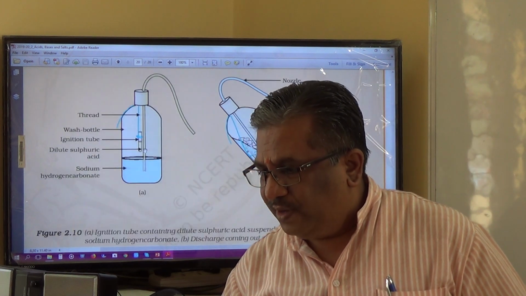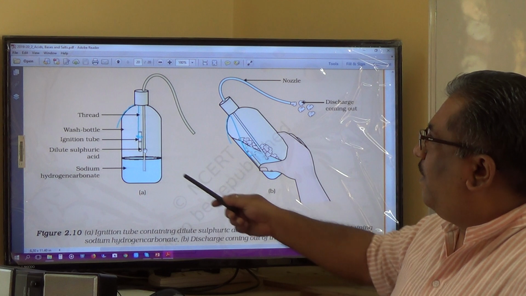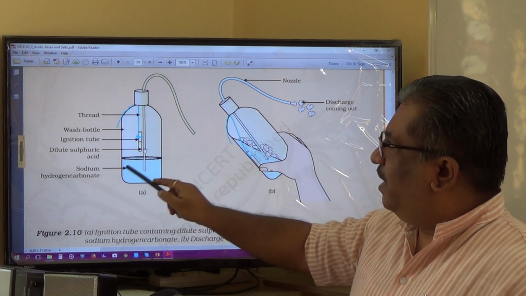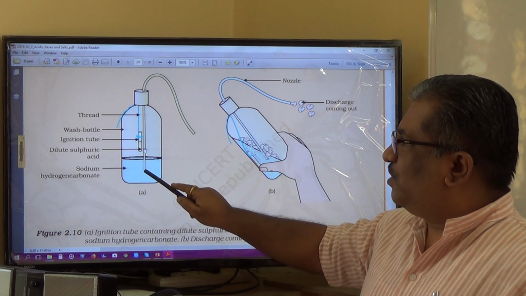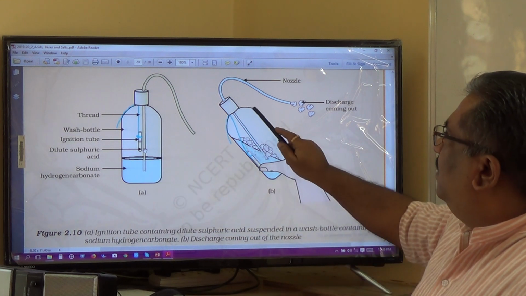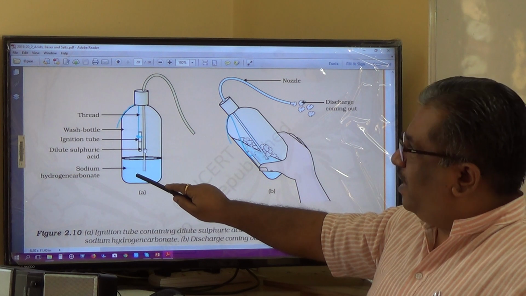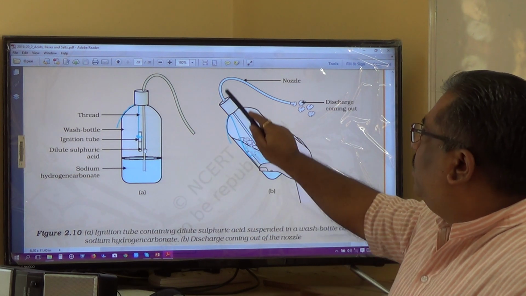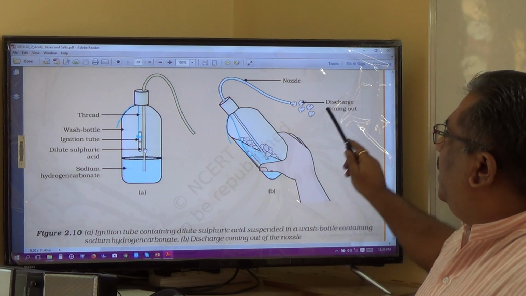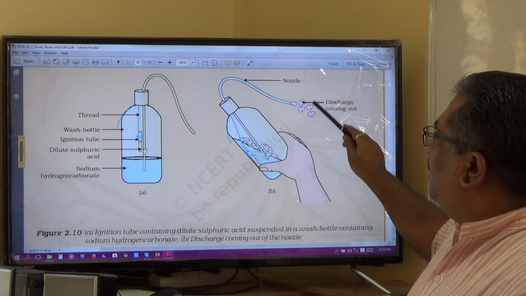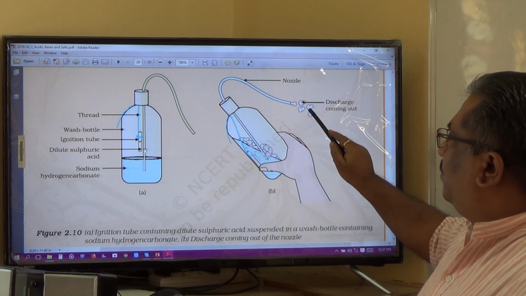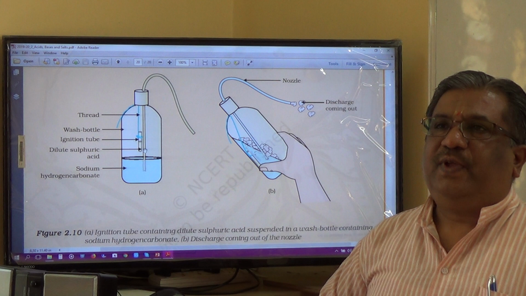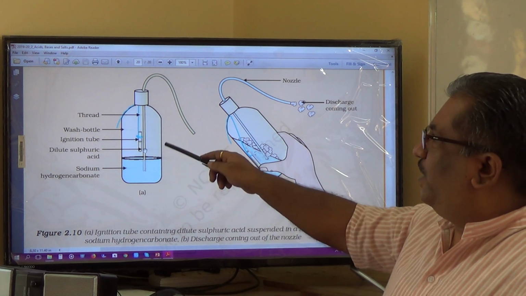See here, this is what you can prepare. In this ignition tube, you can take dilute sulfuric acid and here sodium hydrogen carbonate solution. Once you mix it, sodium hydrogen carbonate will react with acids to form CO2, water and salt. So this is what you get over here, CO2. You bring a burning candle or a matchstick, it will get extinguished due to formation of CO2 gas. So sodium bicarbonate is used in soda acid fire extinguisher, which you can prepare yourself.